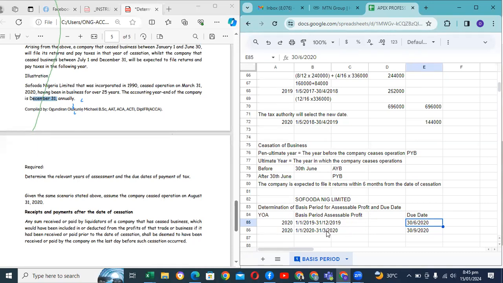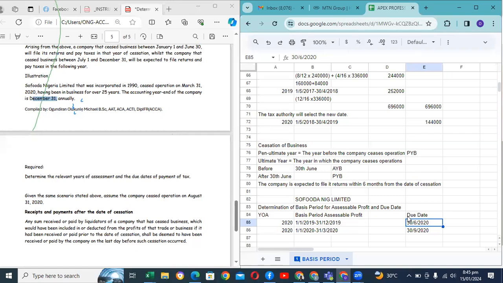You understand the basis period. The issue is the due date. Yes, the basis period is clear, just the due date. The due date starting from the cessation of business. We said, you see, you were eating dinner. No problem.